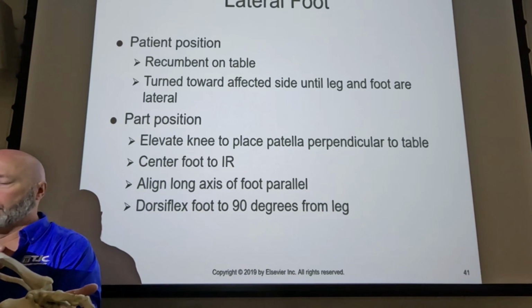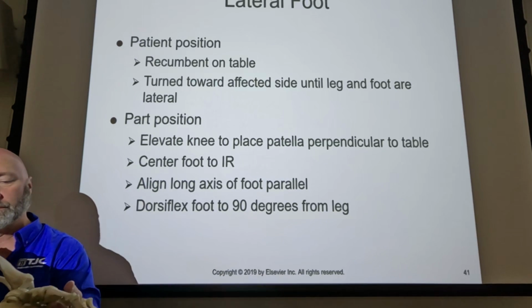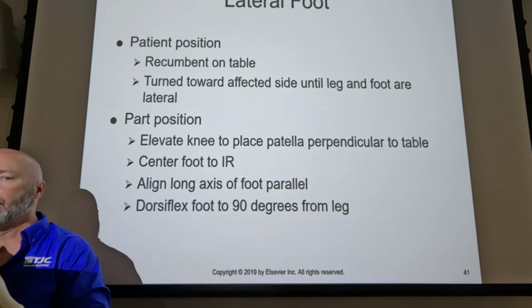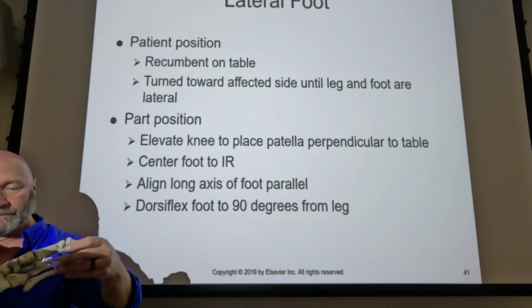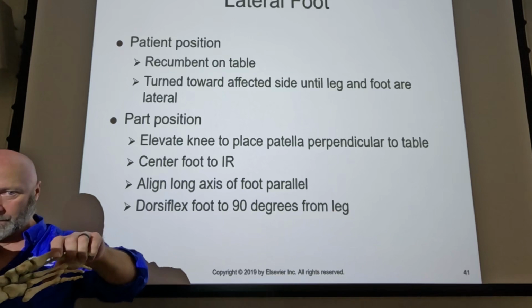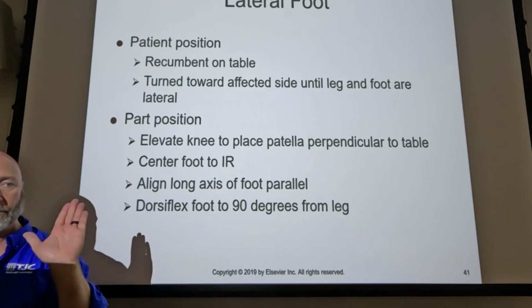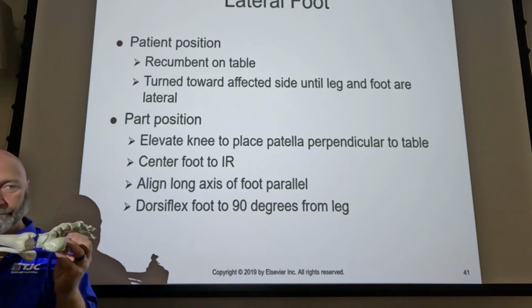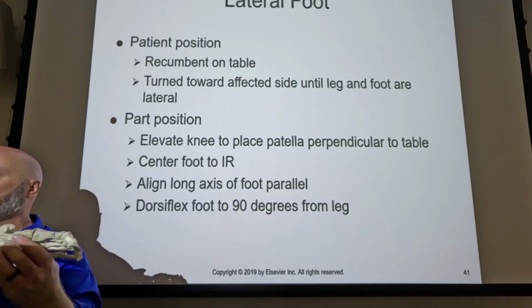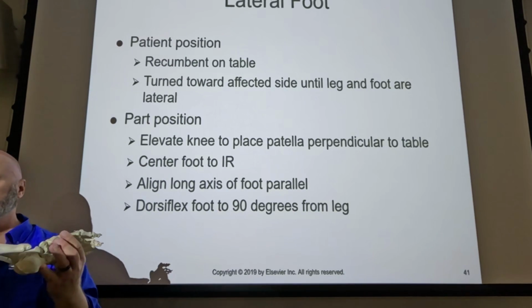So the other thing, regardless of whether you shoot medial lateral or lateral medial, is dorsiflex the foot to 90 degrees. When you do that, it has a tendency to pull those toes and those metatarsals into where they're superimposed. Okay, dorsiflexion means to pull the toes back towards the shin. Okay, plantar flexion would be to point the toes. We want dorsiflexion to 90 degrees, and that gives us a better lateral.